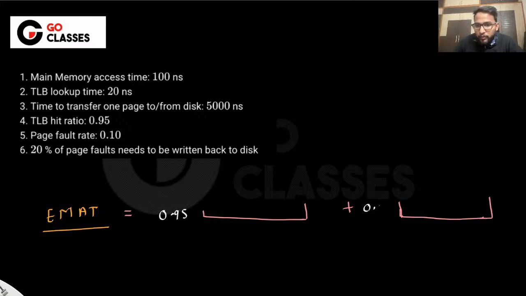Similarly here I will be writing 0.05 into some time. This is the time if TLB hit is there. This is the time if TLB miss is there. Okay, let's just do this. Now, let me write the time when TLB hit is there.